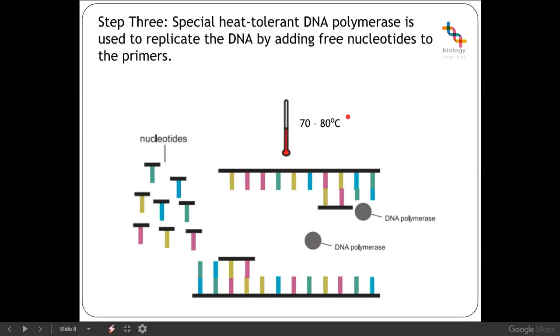Now, remembering normally an enzyme would denature above sort of 40-45 degrees or so, and that's why these specific DNA polymerase enzymes are heat tolerant. They're able to withstand those particular high temperatures and operate under those conditions.